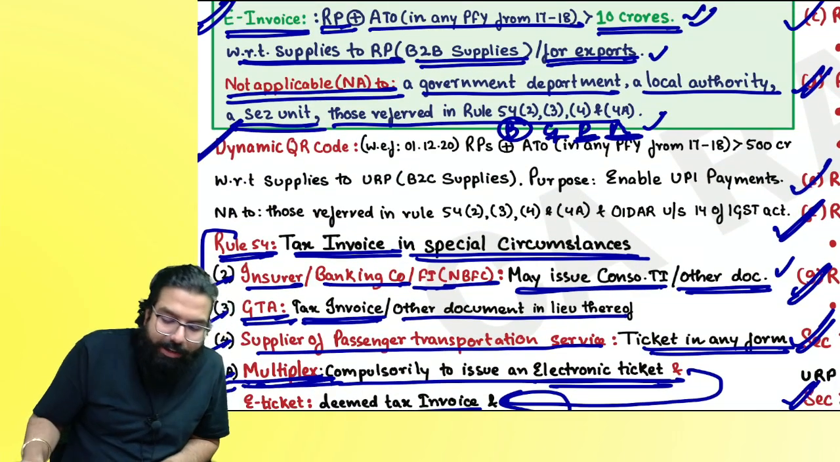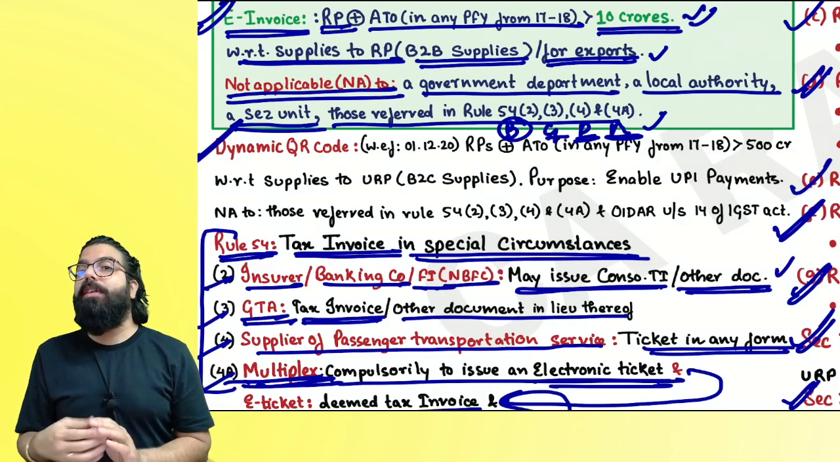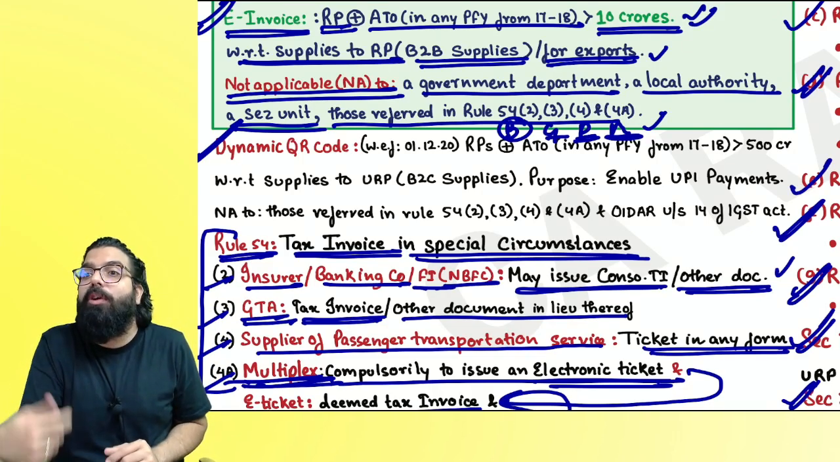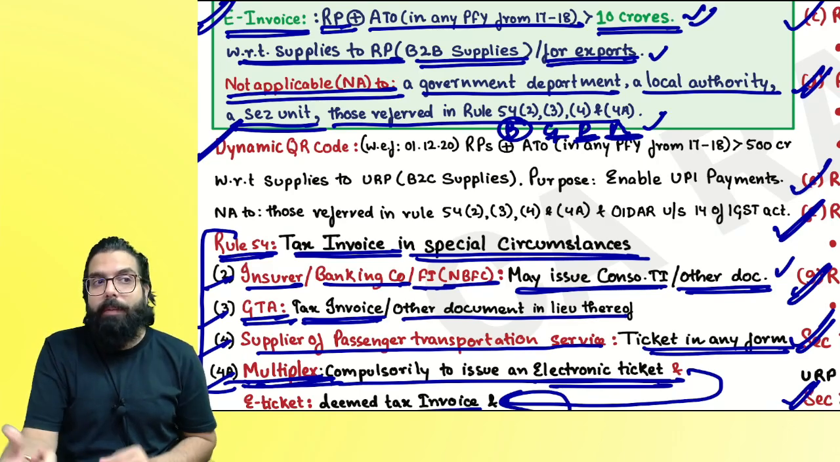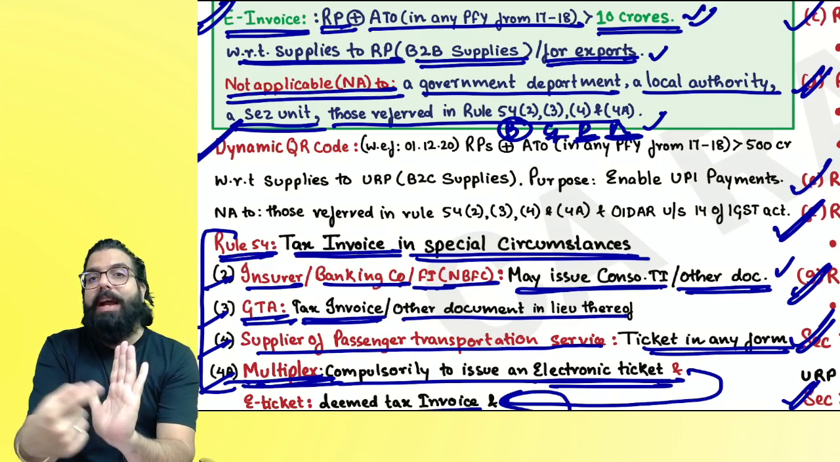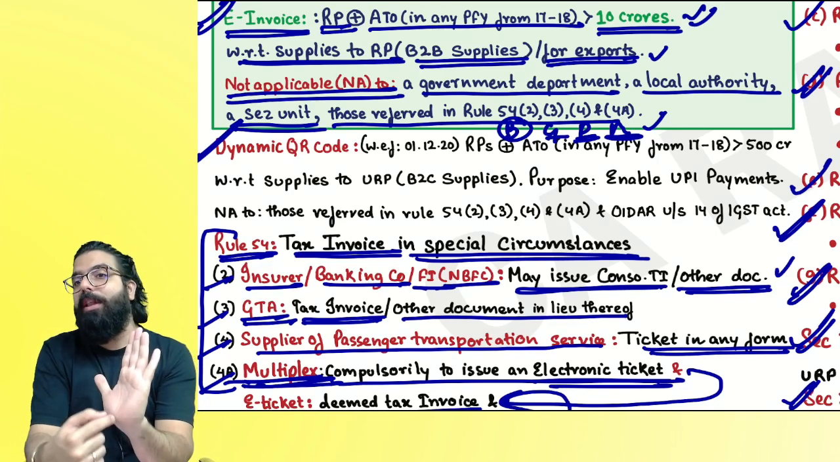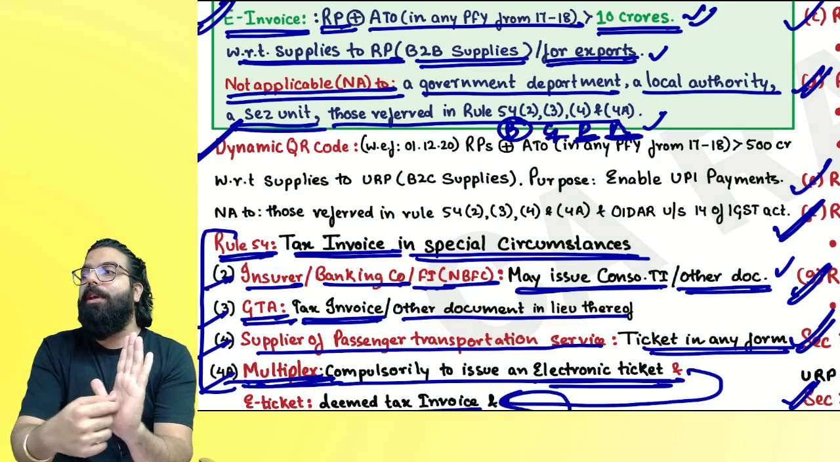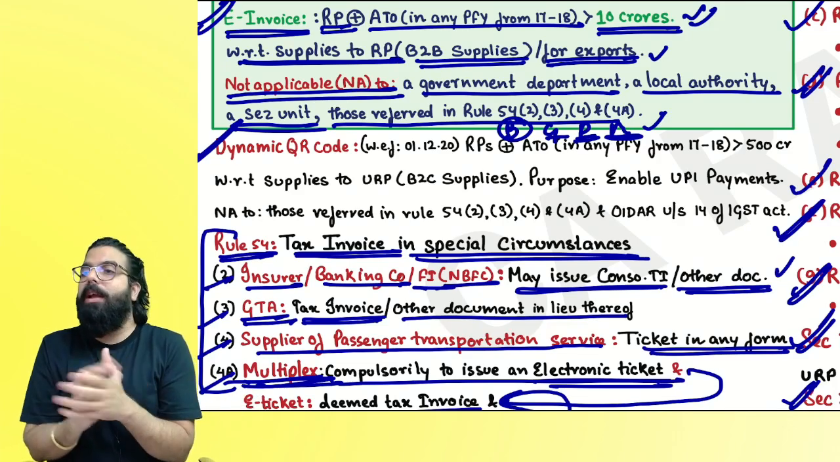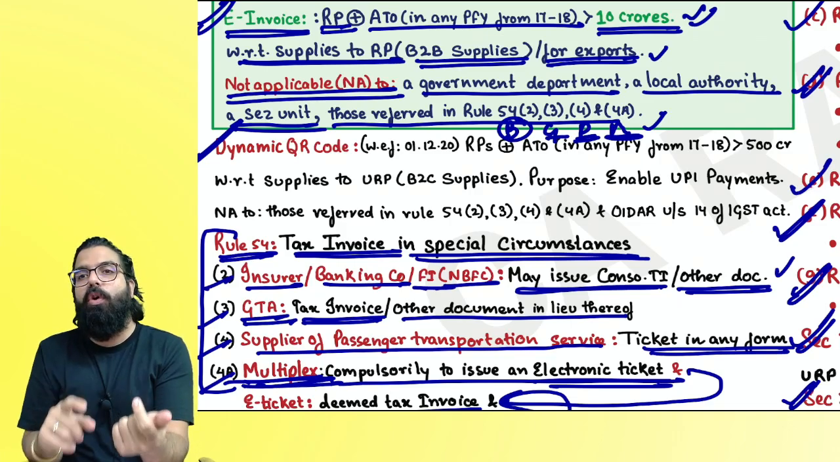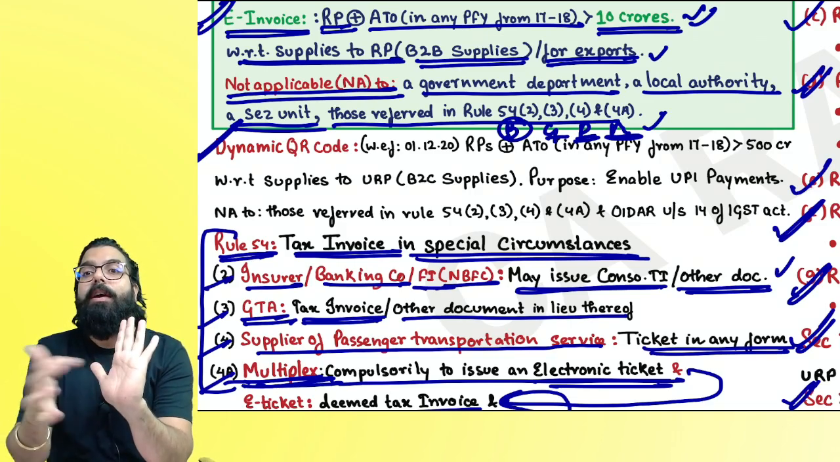Sir, what's a dynamic QR code? A dynamic QR code is the code you get when you go to a shop and want to make the payment. When you want to pay, they give you a code. That QR code is known as a dynamic QR code. You scan, the amount comes automatically, you pay, and you go home.